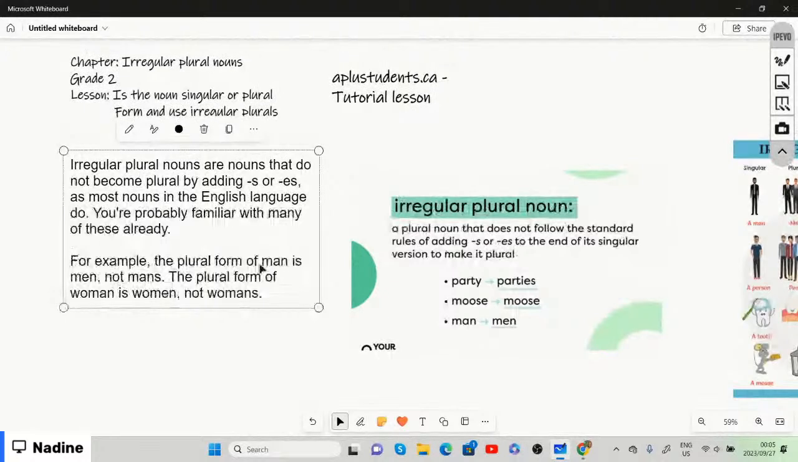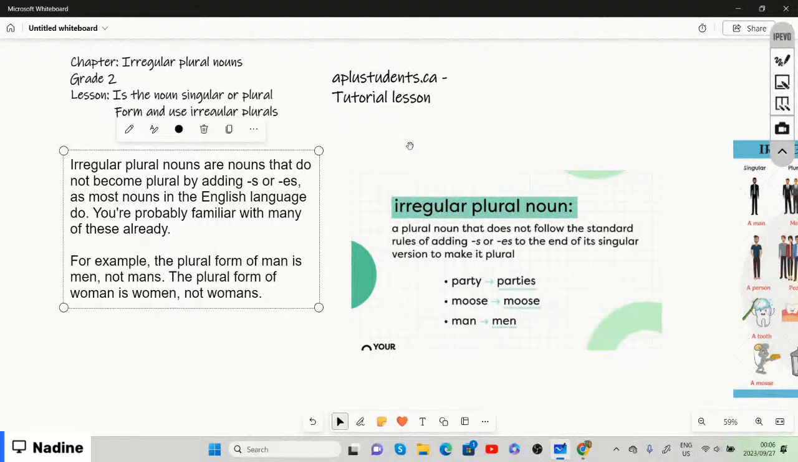All right, so irregular plural nouns. Irregular plural nouns are nouns that do not become plural by just adding s or es. In our previous lesson we spoke about regular plural nouns. With regular plural nouns, to show that something is more than one, we either add s or es to make the word plural.